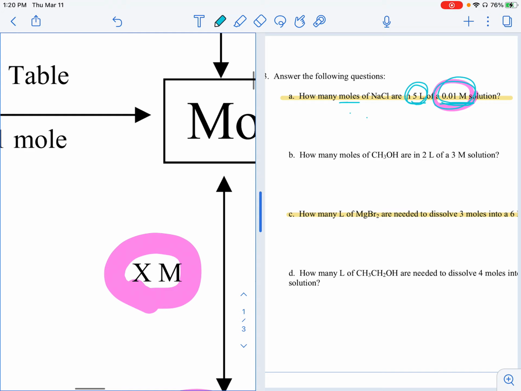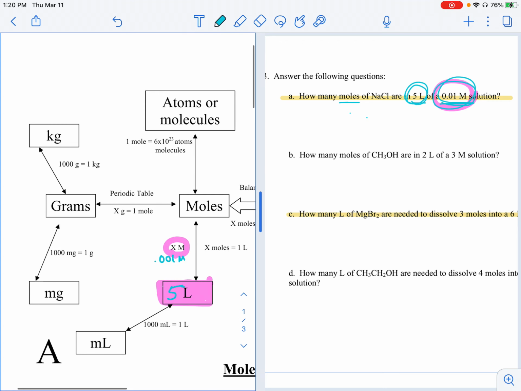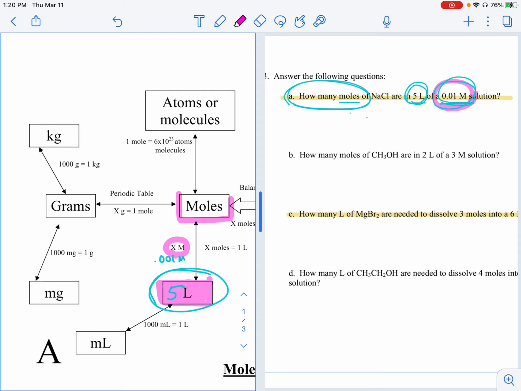0.001 molar. Notice that is not in a box, for lack of a better term. And these are the boxes I'm talking about. Okay, it's not in a box. You can't start or finish unless it's in a box on the mole map. Well, we have one thing that's in a box right here. And the question is asking for how many moles.